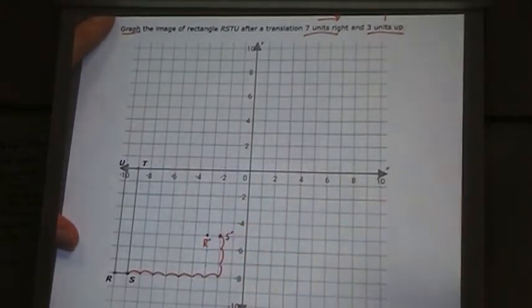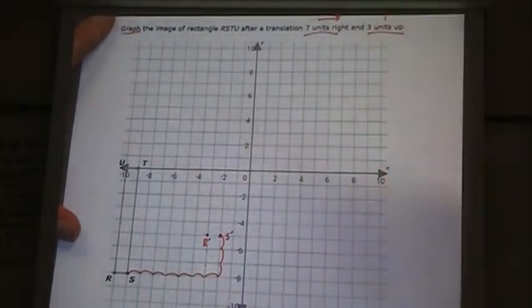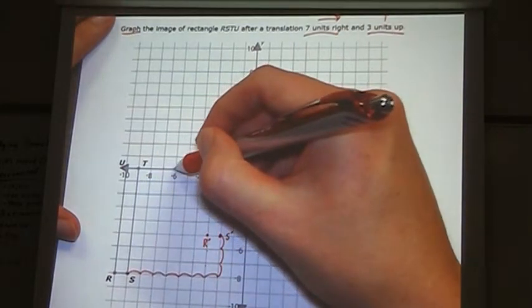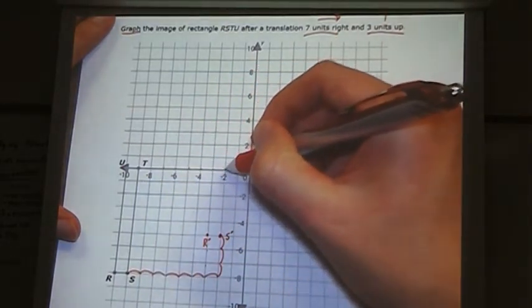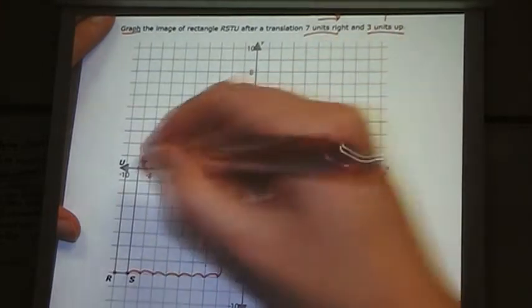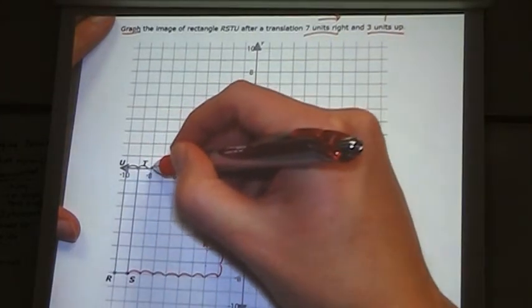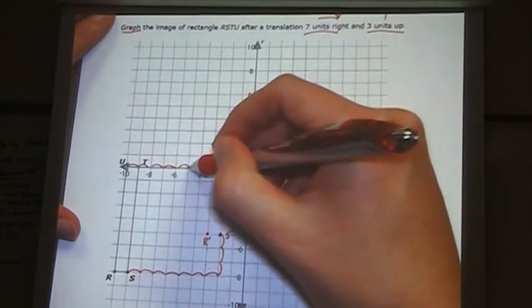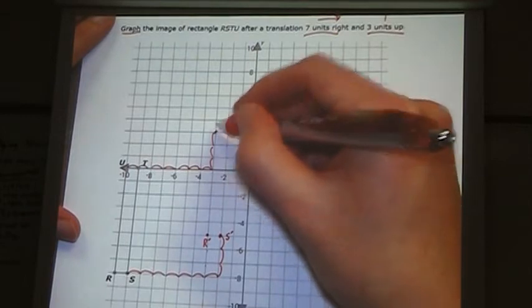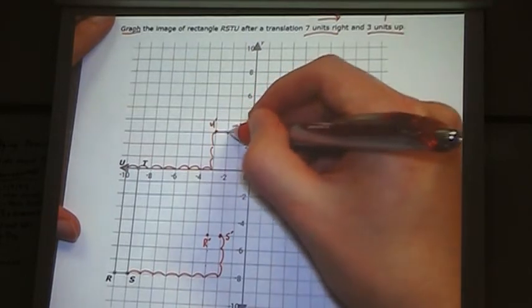R prime. Are there other ways to do this? Yes. But this is a way that will always work. It's just kind of counting. 1, 2, 3, 4, 5, 6, 7, 1, 2, 3. There's T prime. And then of course U. 1, 2. And then you connect.